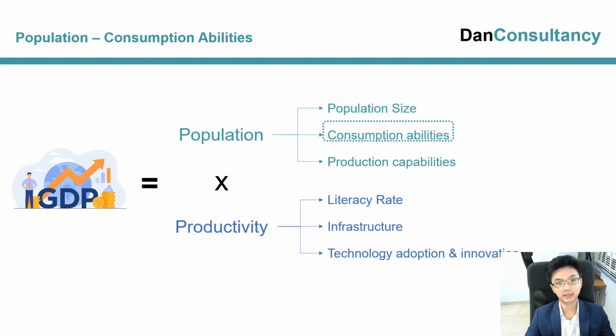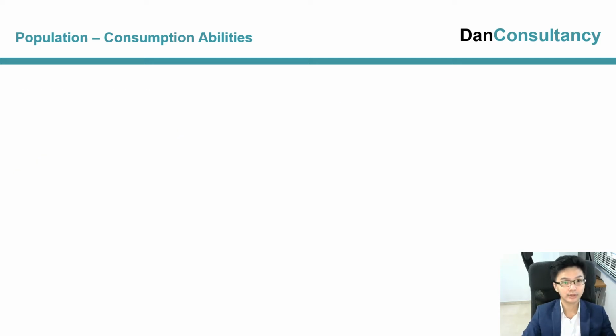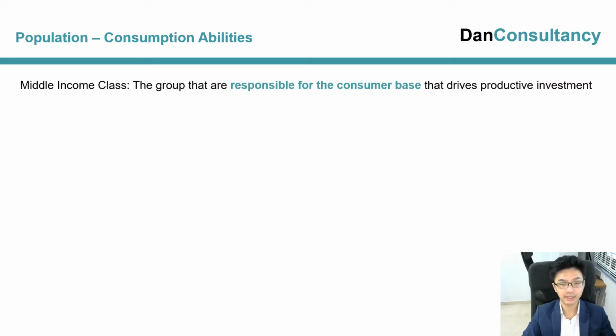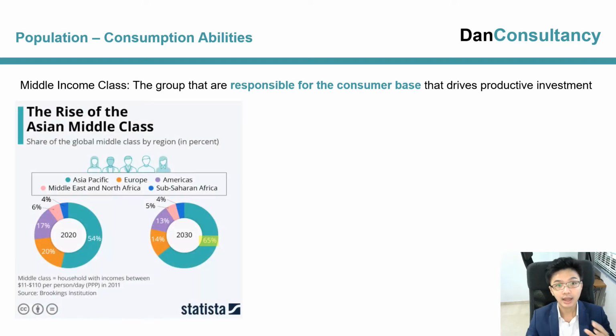Now let us look at the second factor of the population, which is the consumption ability of the population itself. When it comes to measuring a population's consumption ability, the key group that we should look at are the middle income class, as they are the group that are responsible for the consumer base that drives productive investments. A strong middle class is also a key factor in encouraging other national as well as societal conditions that lead to growth. Okay? And based on the projections provided by Brookings Institution, Asia is set to account for over 65% of the total middle income class across the world by 2030.